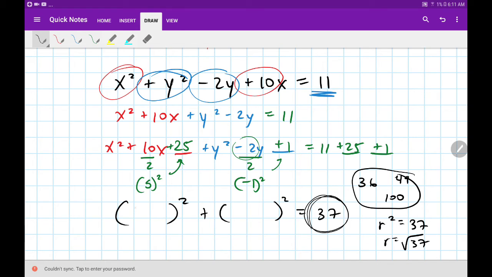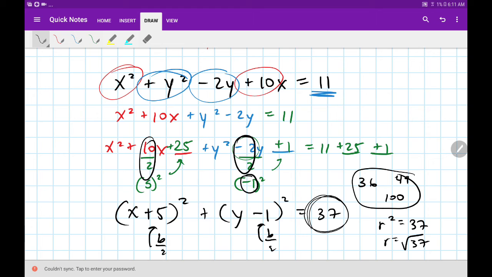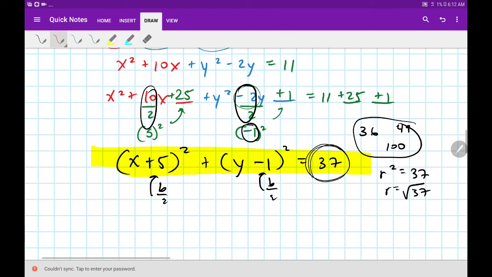So what goes in here? You should have put x, and then 10 divided by 2 is plus 5. So just the b divided by 2 is what goes there. This would be y, and then b divided by 2, that was negative 1. So this would have been the final equation. And it would have a center at, see if you can get it before I do, negative 5, positive 1.